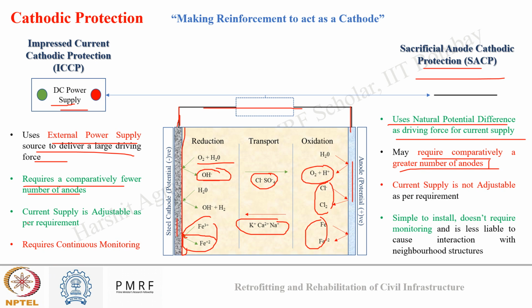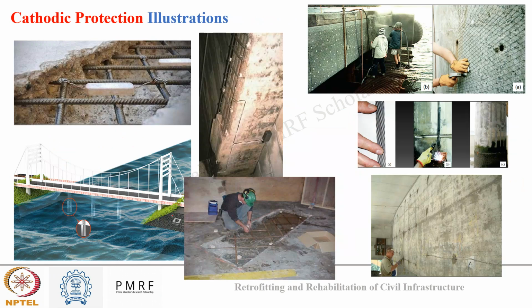In ICCP, the current supply is adjustable, so we can adjust the current that we are supplying based on how much protection we need. But in sacrificial anode, since it is a natural potential difference governing the process, the current supply is not adjustable and we can't control the process. ICCP requires continuous monitoring, and sacrificial anode doesn't require continuous monitoring. So based on the application need, the cost of application and the demand, one can choose between ICCP and SCCP.